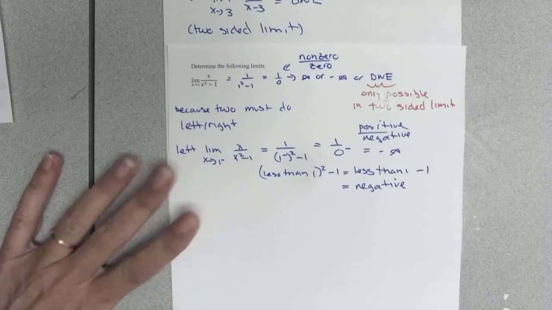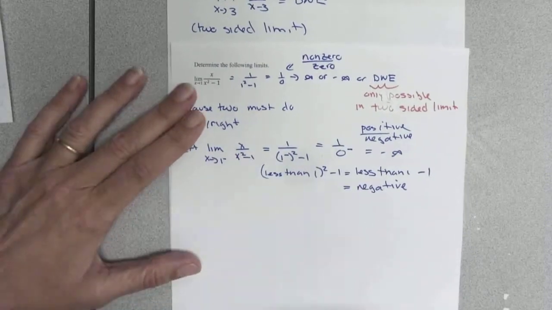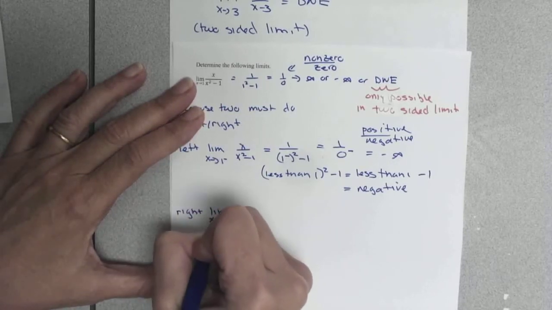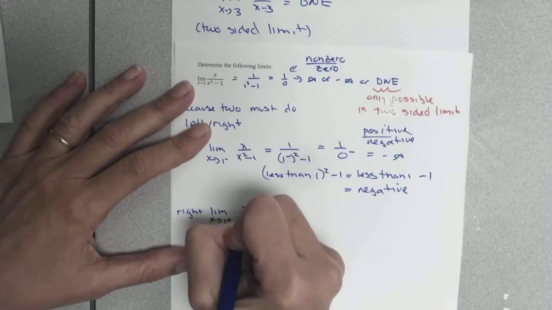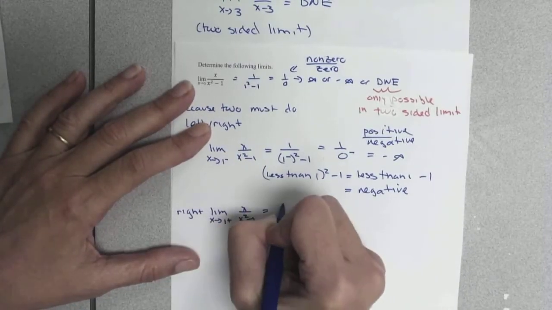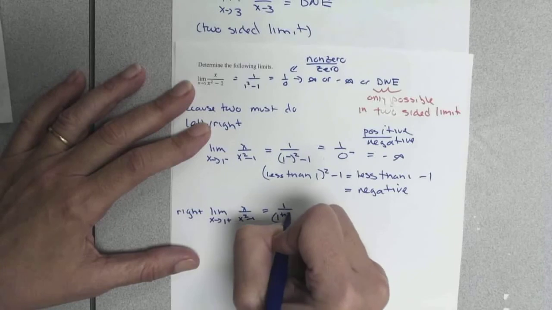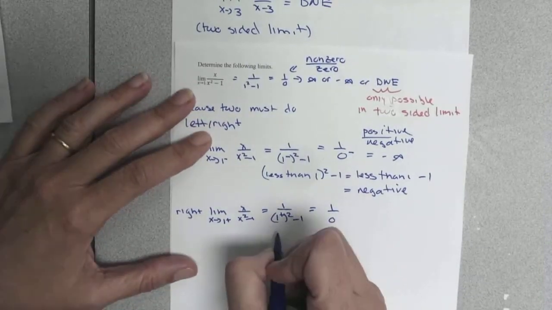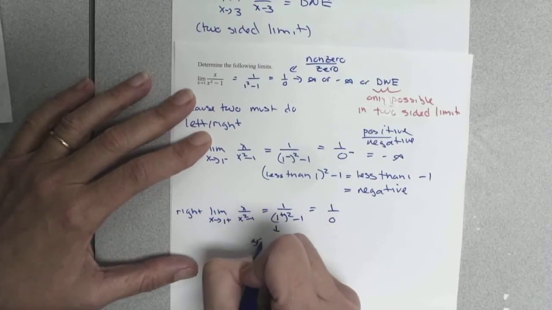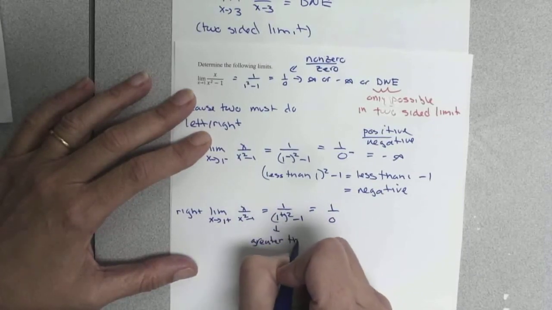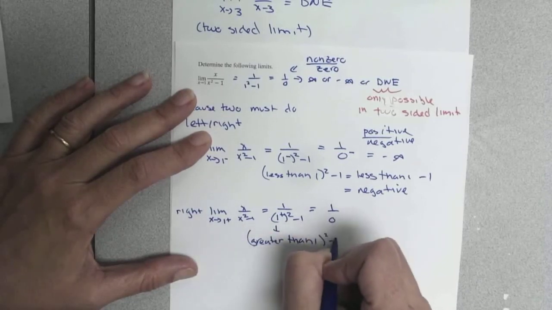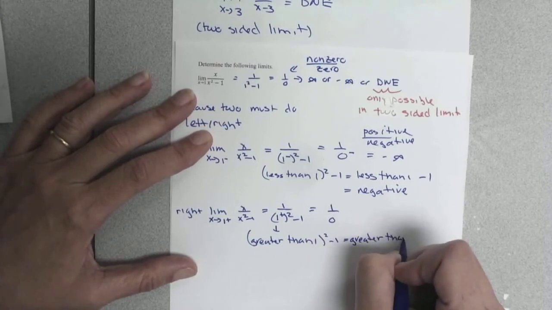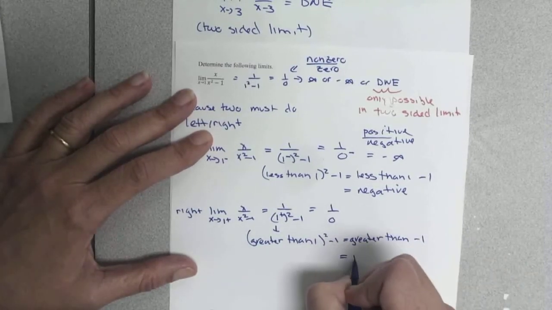Okay, picking up exactly where we left off on the previous video. From the right, limit as x goes to 1 from the right of x over x squared minus 1. So that's going to be 1 over 1 from the right squared minus 1, which still is going to be 1 minus 0. But what I've got going on here is greater than 1 squared minus 1, which is still going to be greater than 1 minus 1, which is positive.